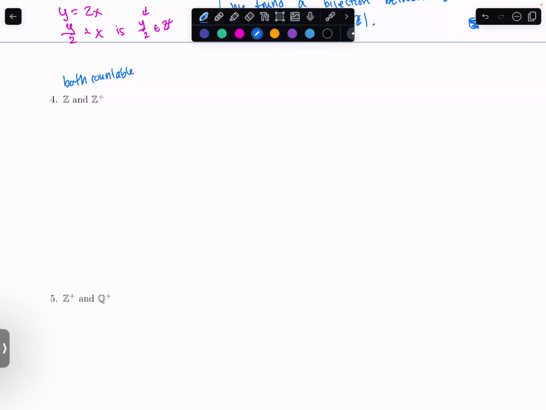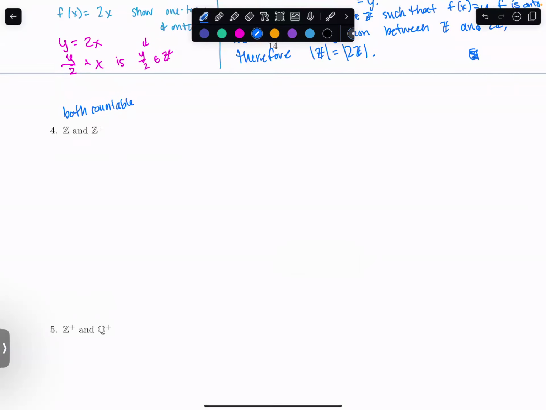All right, so we are looking here. We have the integers and the positive integers. So we want to come up with a function that's both one-to-one and onto between them. And this is kind of fun, I guess. We are going to come up with a function f that goes from Z to Z plus. I'm going to take the positives here and map those to the even integers. And then I'm going to map the non-positives to the odd ones.